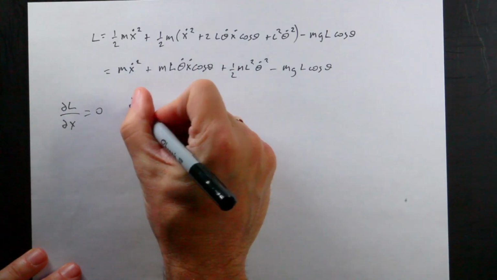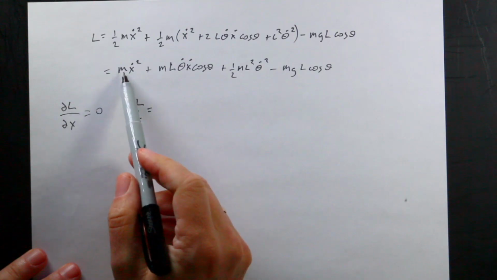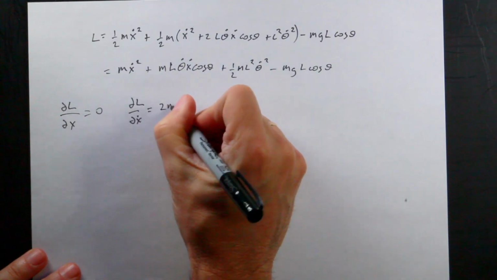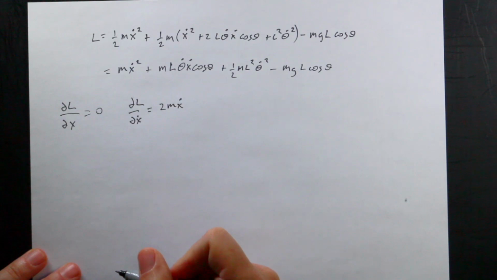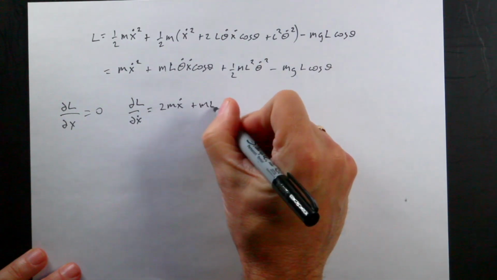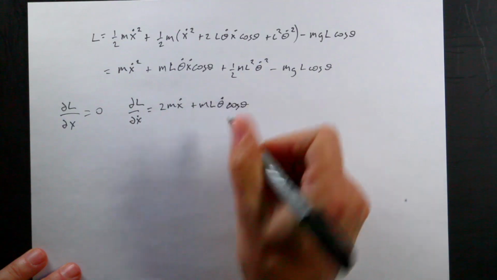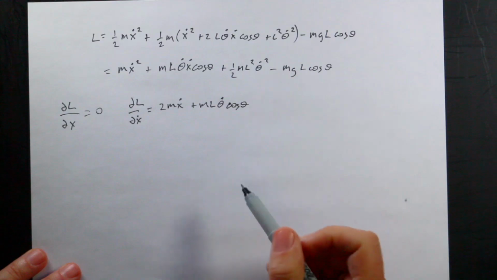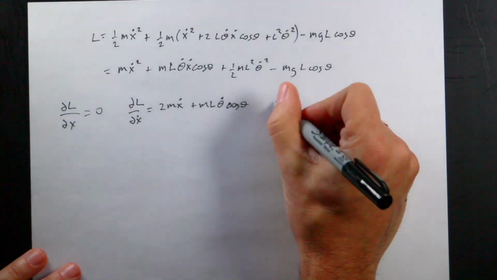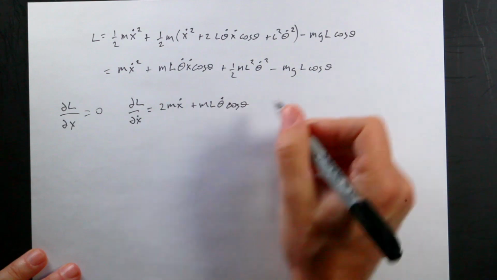Now I can take the partial of L with respect to x dot. Okay, here's one. I get 2m x dot, and that's a partial. And then here's another one. I get plus m L theta dot cosine theta, and that's it. Those are my only x dots. Now I can take the derivative of that with respect to time, and yeah, it is equal. I could just say this is equal to a constant, but I'm not going to.